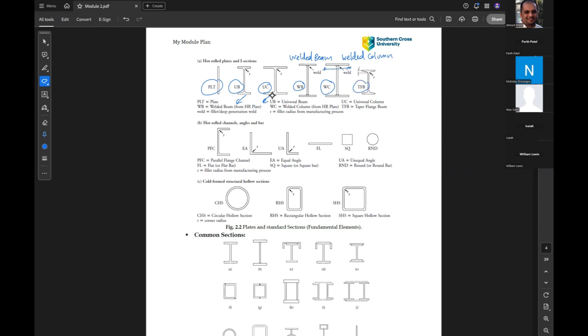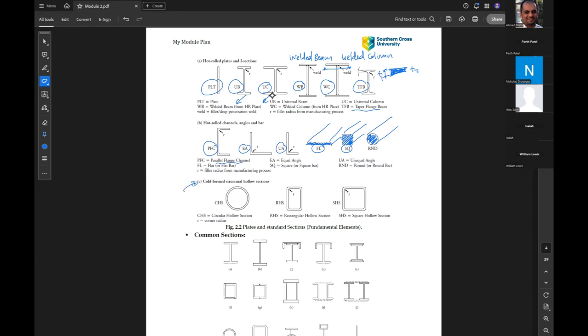And also here we have taper flange beam. As you can see, we have a little bit of inclination in the flange here. So if this is T1, we have here T2. Here also the parallel flange channel and equal angle, unequal angle, and we have here flat bar or flat plate and square bar. So all these are solid. So it is like solid square section, solid sheet, and here also round bar, solid round bar.